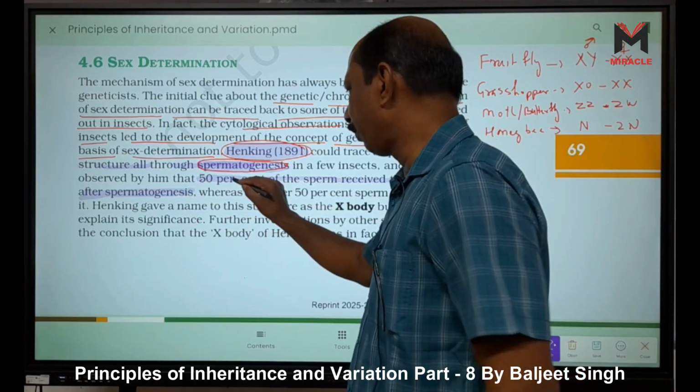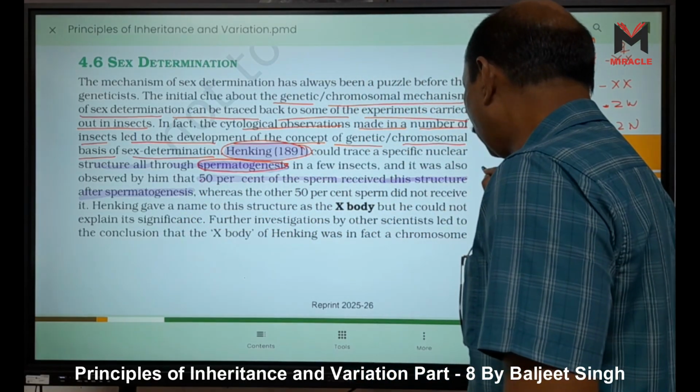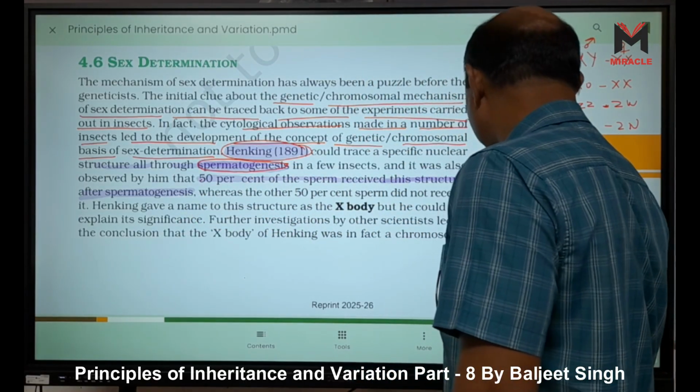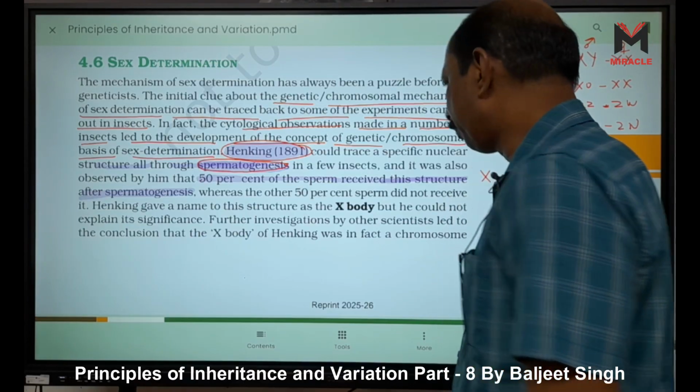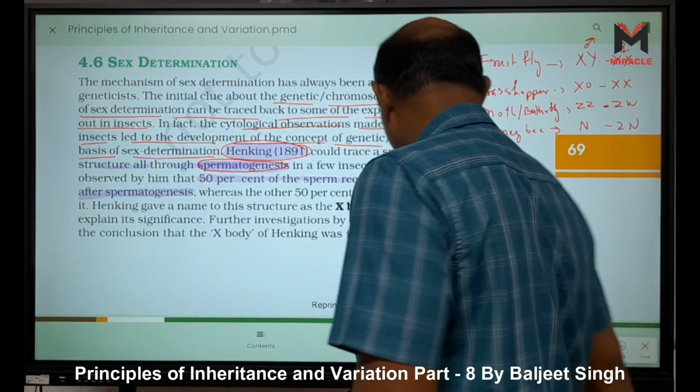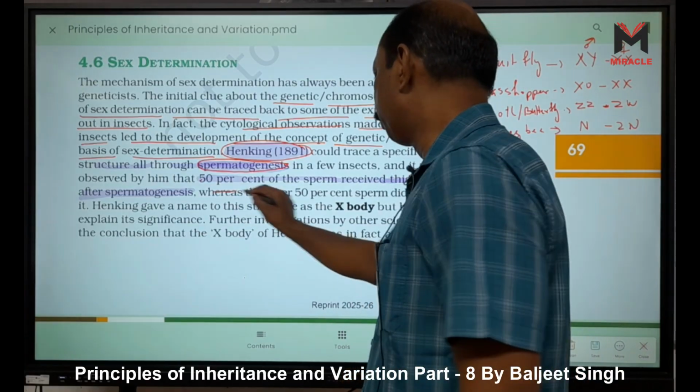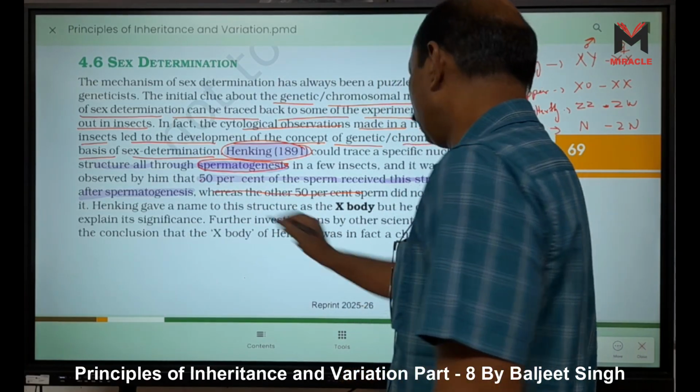That is given here. In spermatogenesis, 50% of sperms receive this structure, meaning the X structure, right? Whereas the other 50% of sperms did not receive it.